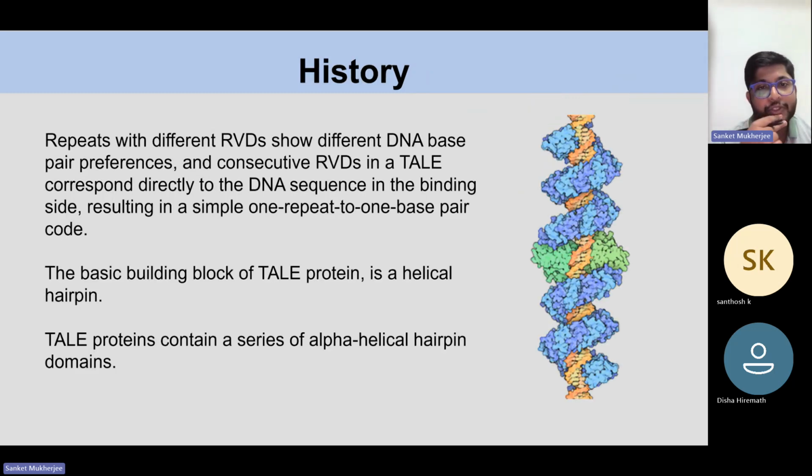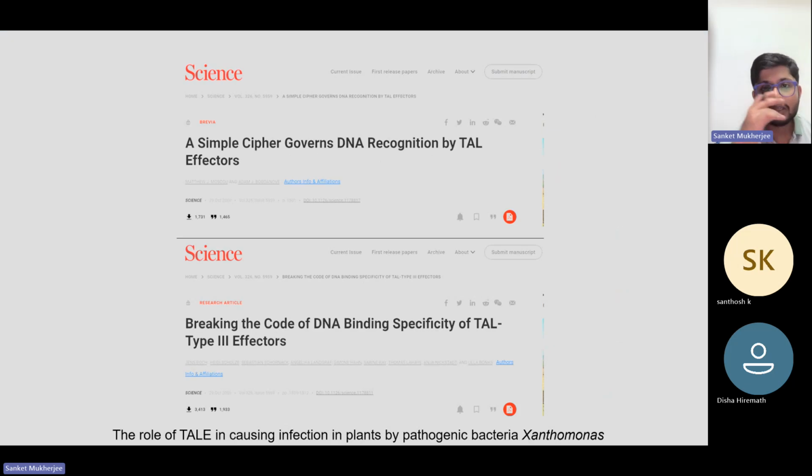If we talk about the history, in the case of TALEs or TAL effectors, there are different RVD domains. RVDs are basically amino acids that show different base pair preferences, and consecutive RVDs in a TAL correspond directly to a DNA sequence in the binding site, resulting in a simple one repeat, one base pair code. The basic building block of a TAL protein is a helical hairpin, and TAL proteins contain a series of alpha helical hairpin domains.